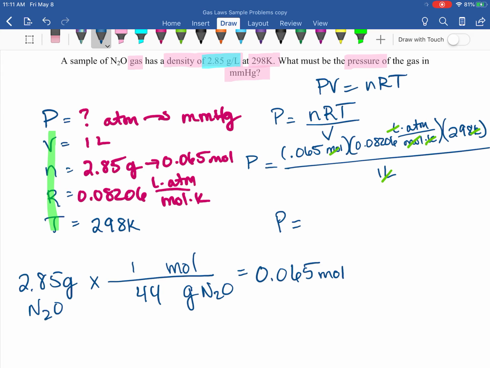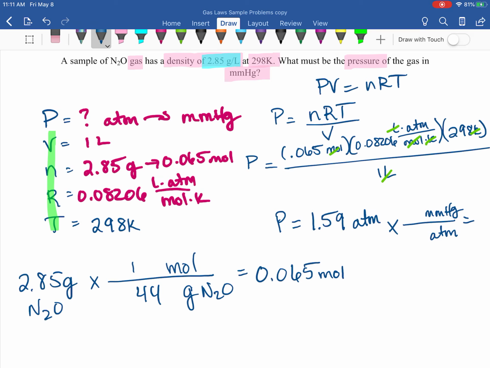Just like you're feeling at the end of the semester, just a little bit of pressure. All right. 0.065 times 0.08206 times 298, all divided by 1. I'm getting 1.59 atmospheres. All right, now we're almost there, almost there. We have pressure, but we need to do a unit conversion. So I'm going to convert my atmospheres to millimeters of mercury.